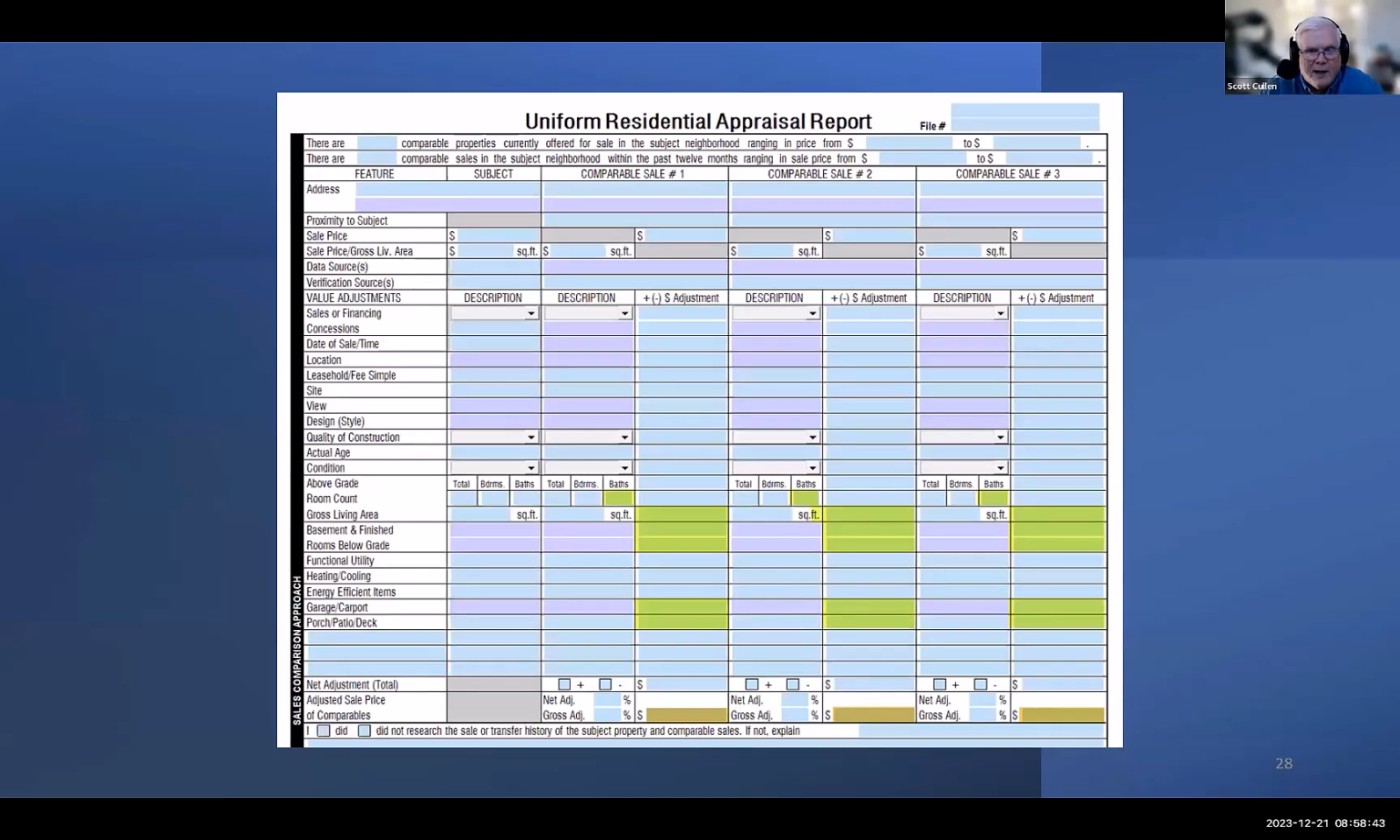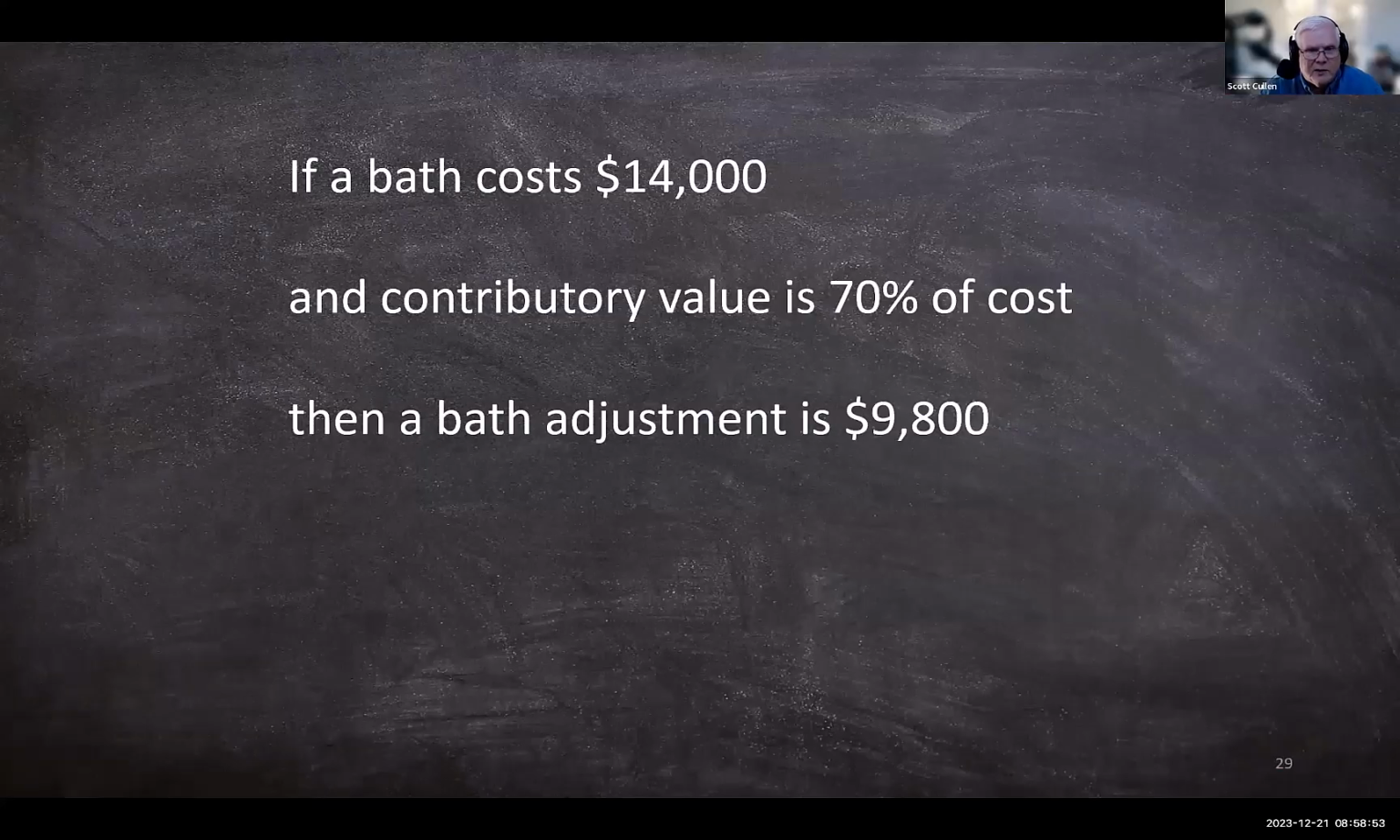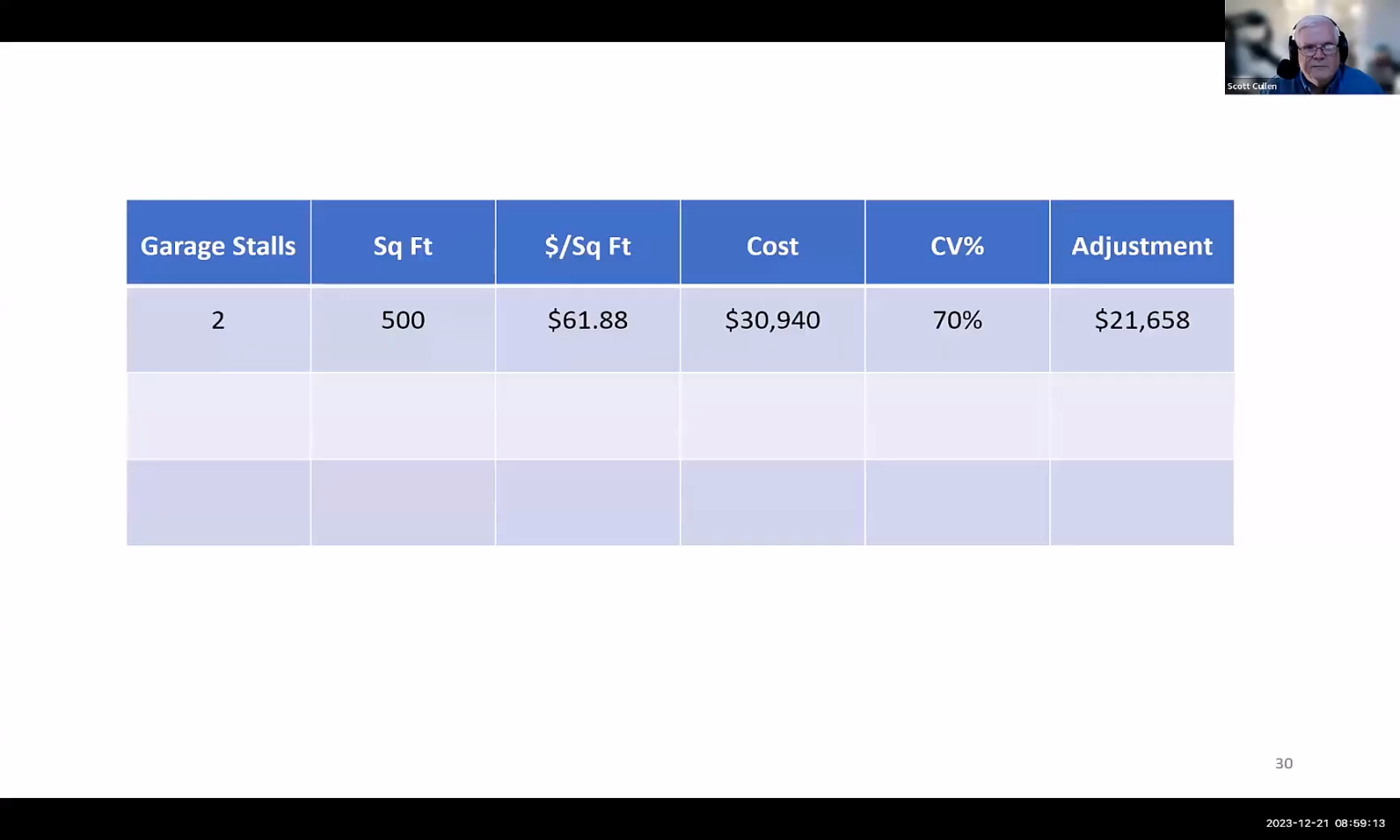Back to the bottom half of the sales grid. We are able to adjust the yellow fields because they relate to cost and we know the percentage of cost paid in the market. Let's take a closer look at the bath adjustment. This is replacement cost new, not the cost of remodeling to add a bath. If the market pays 70% of cost new, a bath adjustment of $9,800 is supported. I call this a unit adjustment. No square footage is involved.